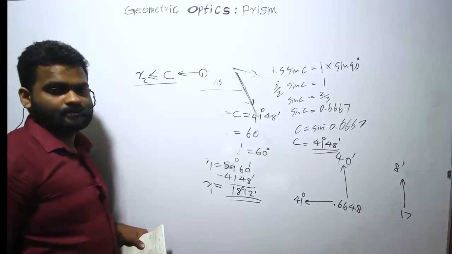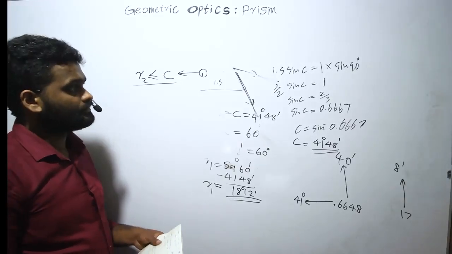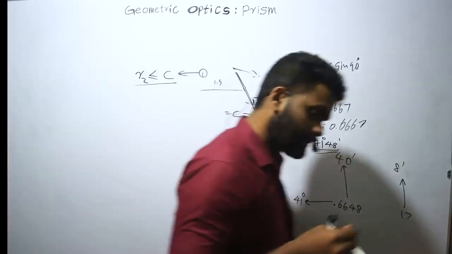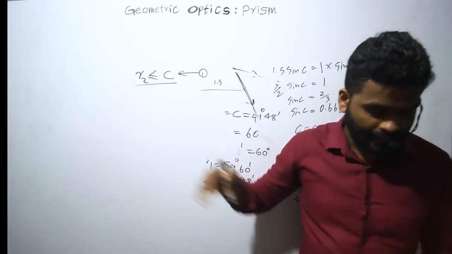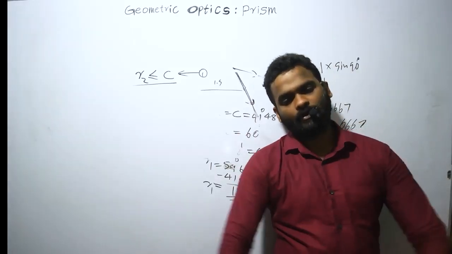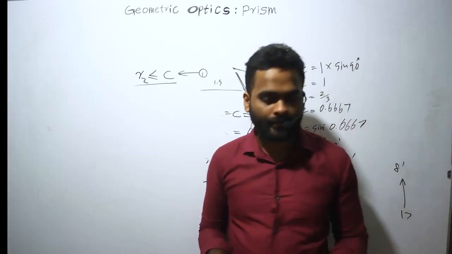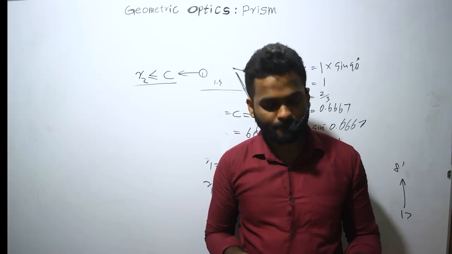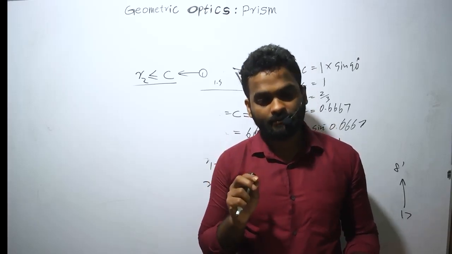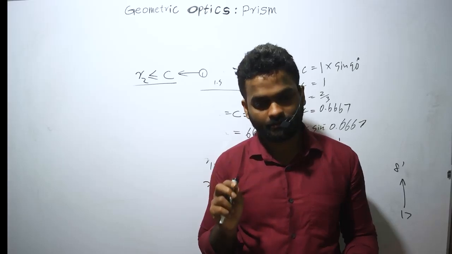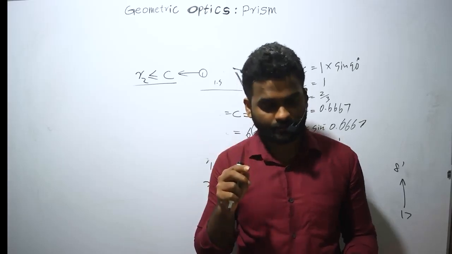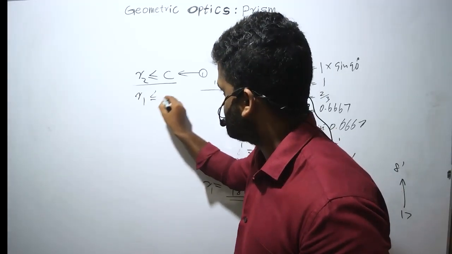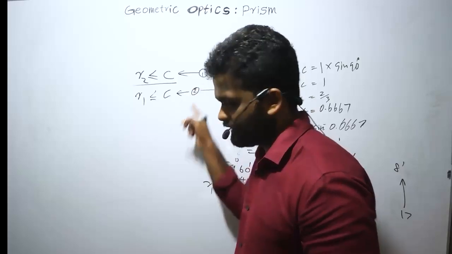This is the first inequality, right? Then below this, write: according to the reversibility law of light, to emerge from AB, AB means the first surface, right? To emerge from AB, write down R1 should be less than or equal to C. So this is the second inequality.